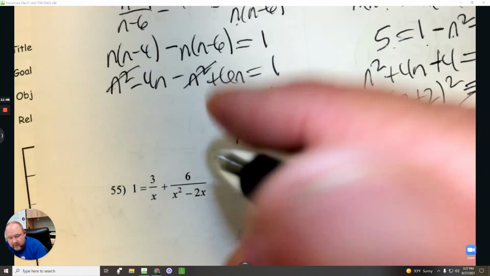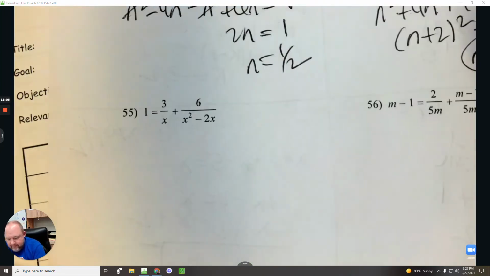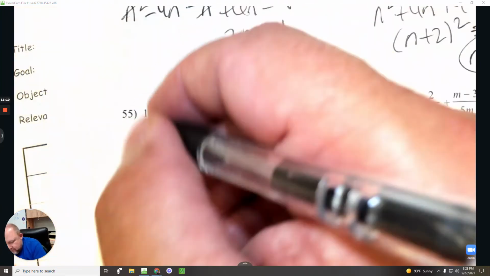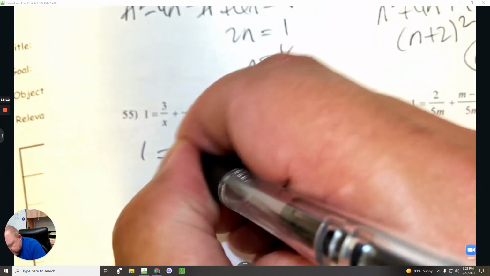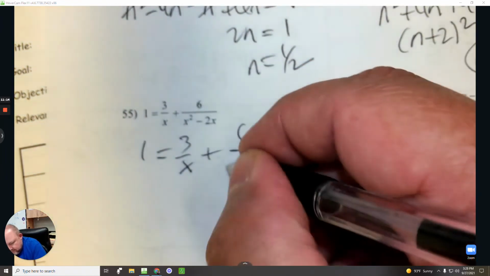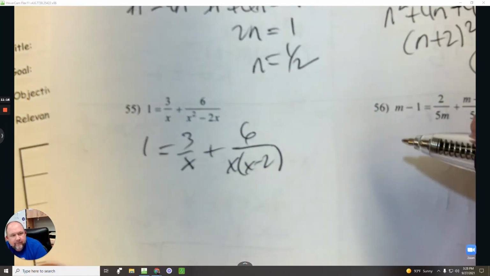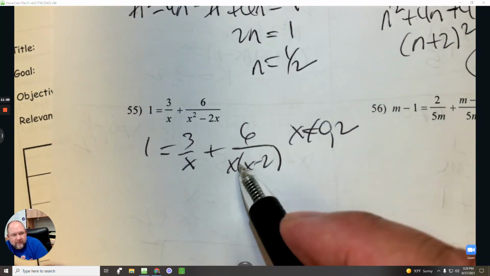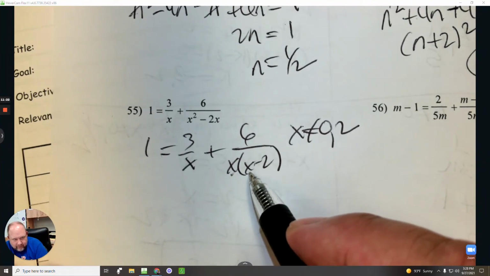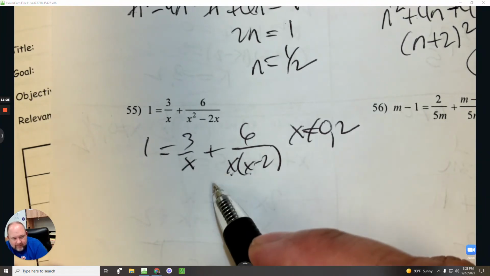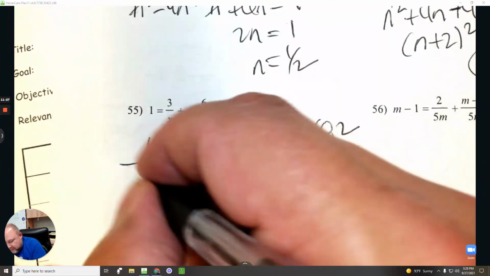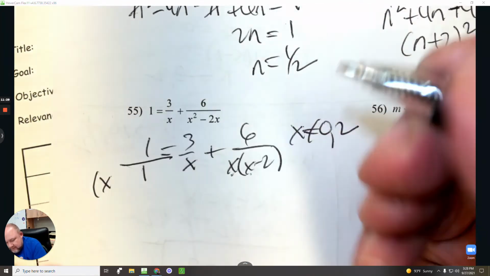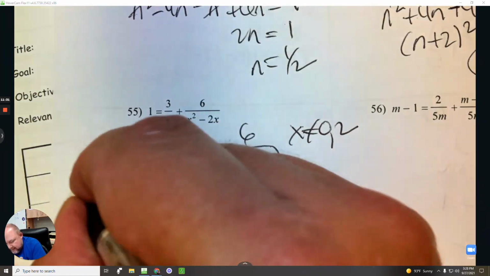55. We're glad we're doing it together, right? So factor. Write down what x cannot equal. So x cannot be 0 or positive 2. Now make the denominators the same. So I'm going to multiply by x minus 2 and x.